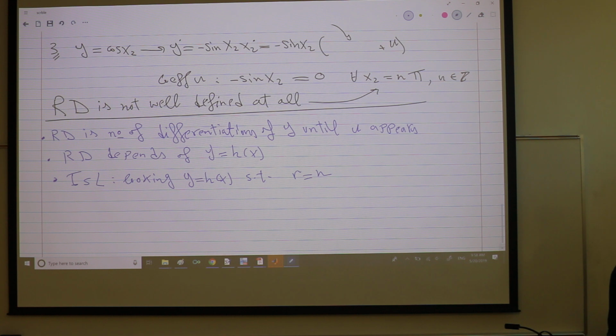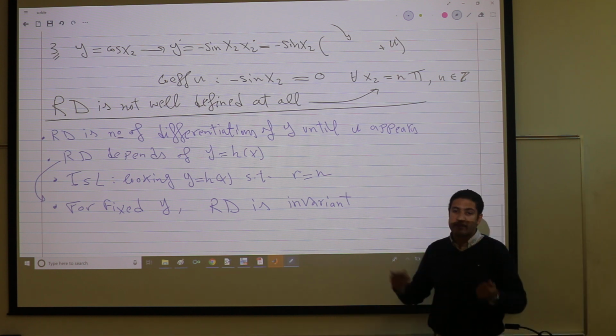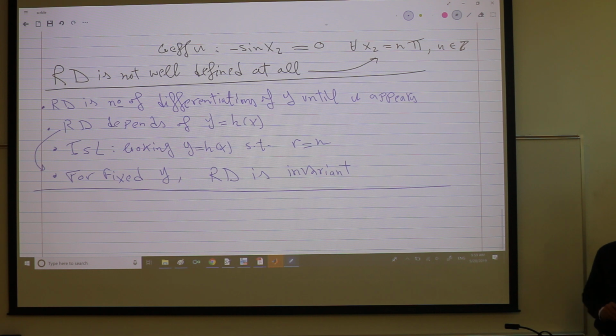Yes, the relative degree depends on y, but for a fixed y, if you fix your output, the relative degree is actually invariant. If you change the coordinates, if you did feedback, it doesn't matter. It's a relation between the input and the output, and doesn't depend on the internal representation. Okay?